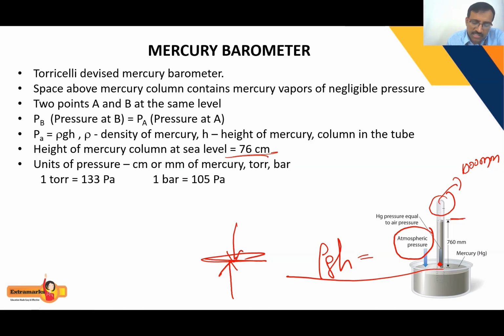So units of pressure are centimeter or mm of mercury, or torr, or bar. 1 torr is equal to 133 Pascal, or 1 bar is equal to 10 to the power 5 Pascal.